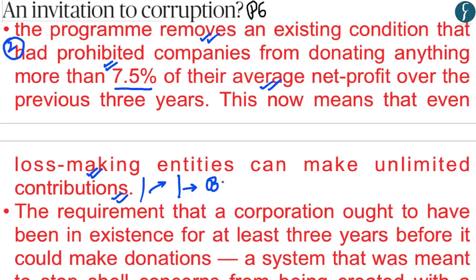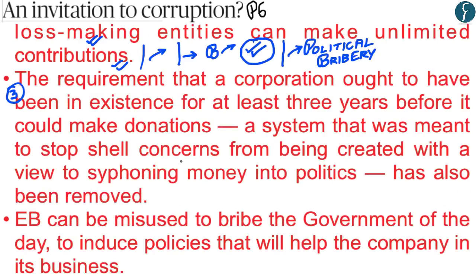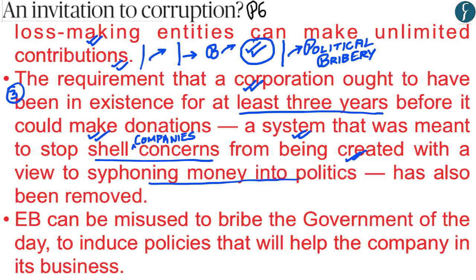So, what this allows is that any company which is undergoing bankruptcy proceedings under the Insolvency and Bankruptcy Code can still make political donations, and therefore the author has raised concerns that this can be used for political bribery. Now, another aspect of the electoral bond scheme is that initially there was a requirement that corporations ought to have been in existence for at least 3 years before they could make political donations. This provision was made to stop shell companies from being created and laundering their money into politics.